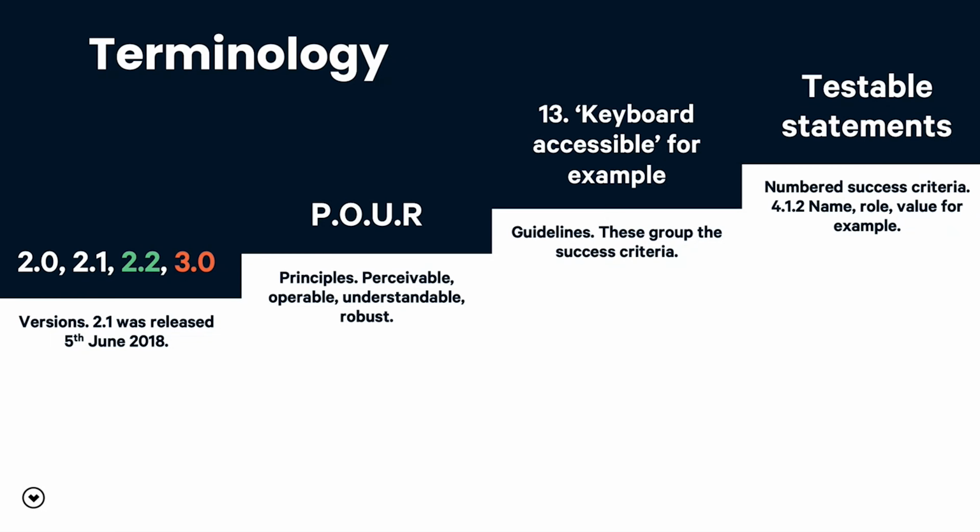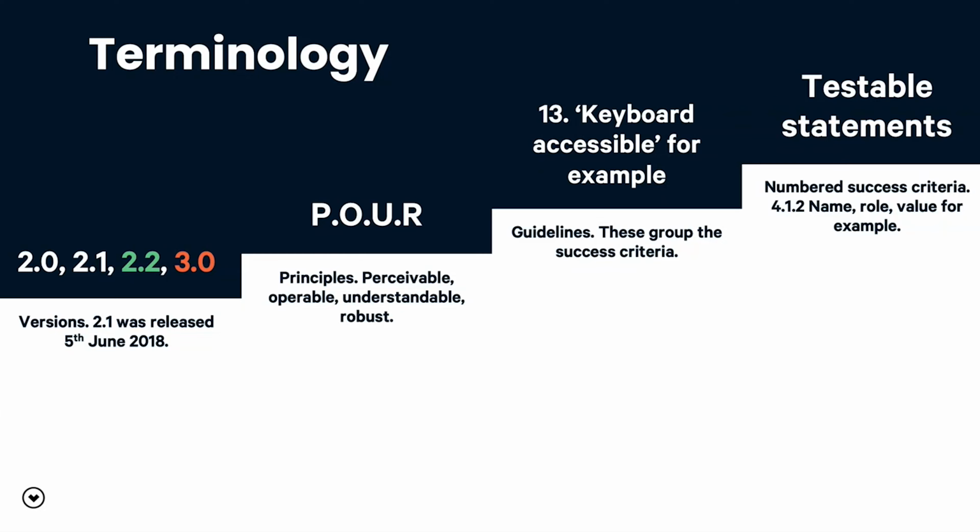So there are 4 overriding principles when we think about the WCAG guidelines. They are perceivable, operable, understandable, and robust. And you'll often see the acronym POUR used for those. Inside each of those principles, you then have 13 guidelines. So these are things like keyboard accessible, for example.